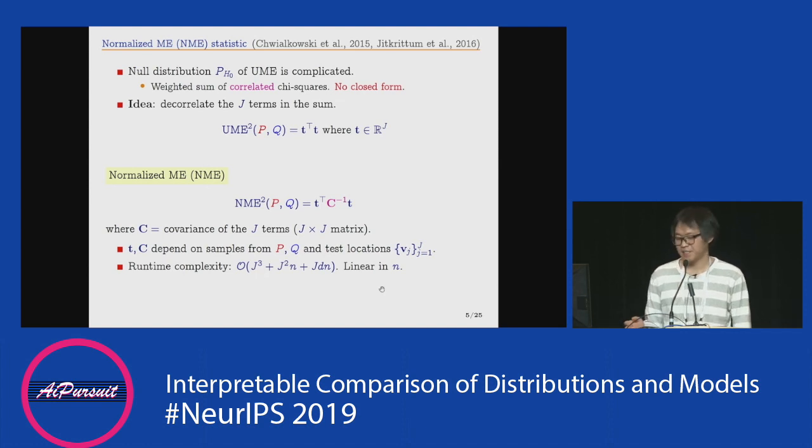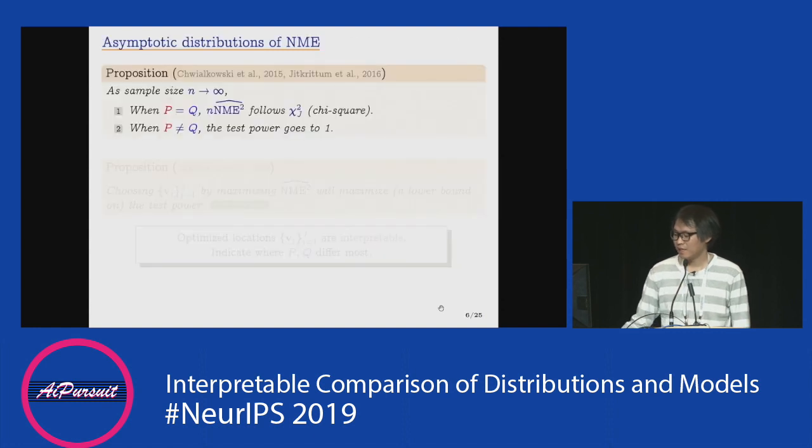Okay, so now that we changed the statistic, what can we say about this NME? It turns out that we still have nice properties. As n goes to infinity, as the sample size goes to infinity, if p is the same as q, then this NME statistic follows a chi-square distribution, the normal chi-square distribution, not a weighted sum of correlated chi-squares. Meaning that you can get the threshold quite easily, because the 1 minus alpha quantile of a chi-square is very easy to get. And second, if p is not q, the test power goes to 1 as n goes to infinity. So these are very desirable properties of a test.